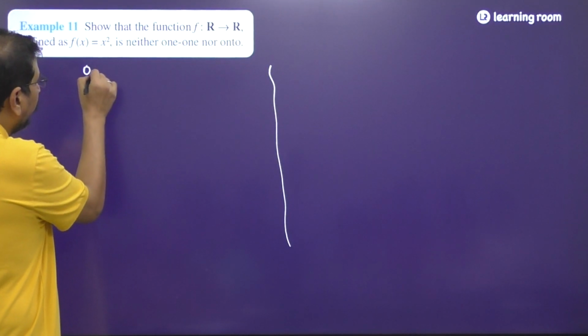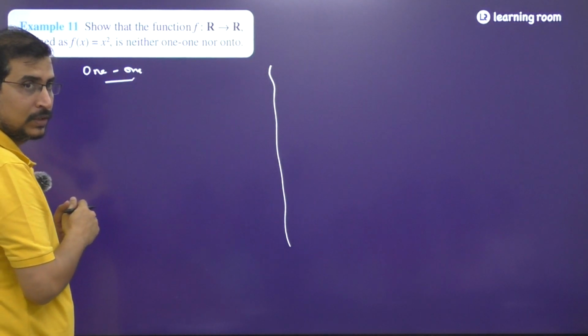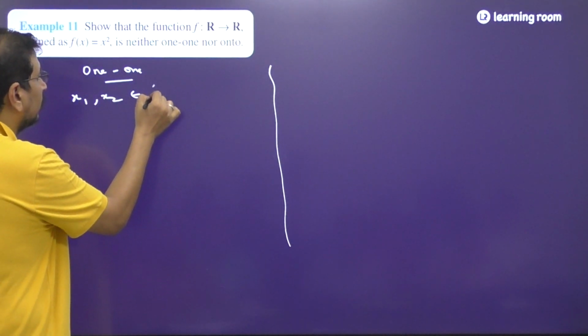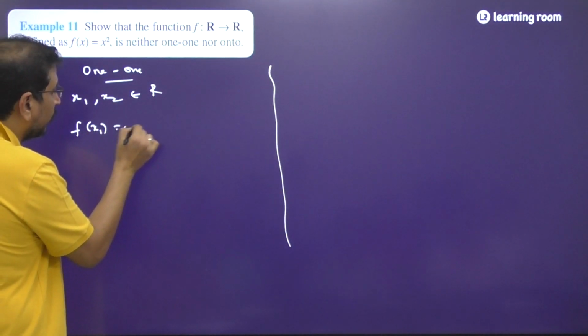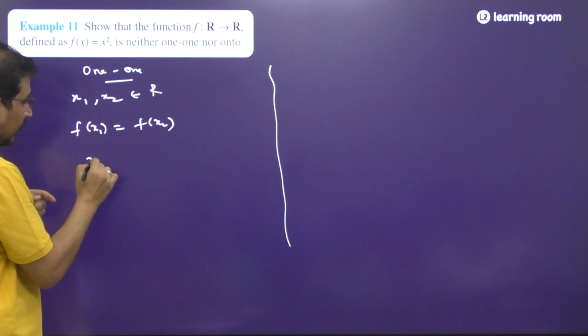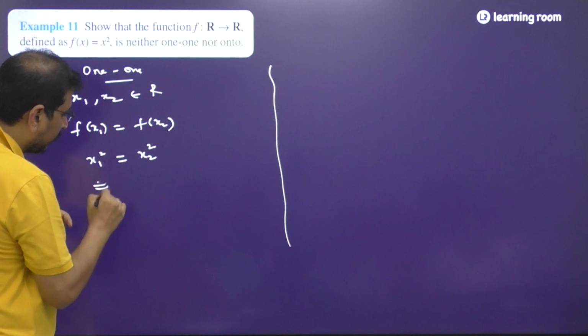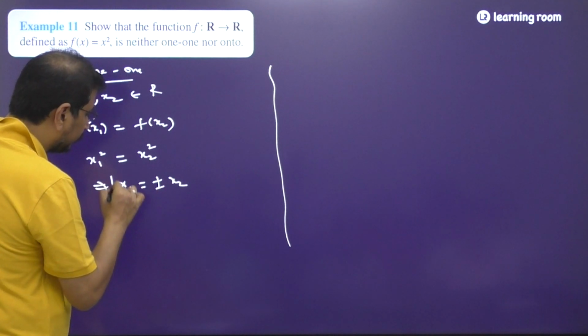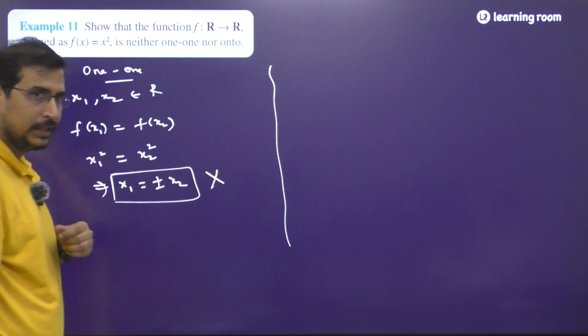Show that the function f mapping from R to R defined as f of x is equal to x square is neither 1, 1 nor onto. So let's break the page into two parts, right? For it to be proven as 1, 1, what are we supposed to do? Consider x1, x2 that belong to whom? R. So f of x1 should be equal to f of x2. What is f of x1? I need to substitute x1 here. I'll get x1 square is equal to x2 square, which implies x1 is equal to plus or minus x2. Hence, it's not a 1, 1 function.